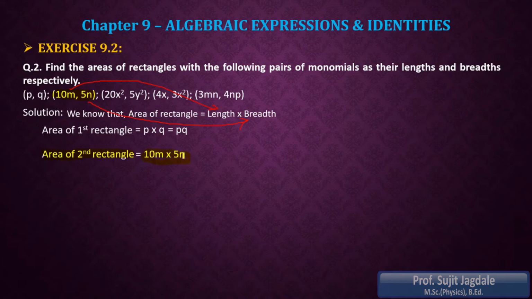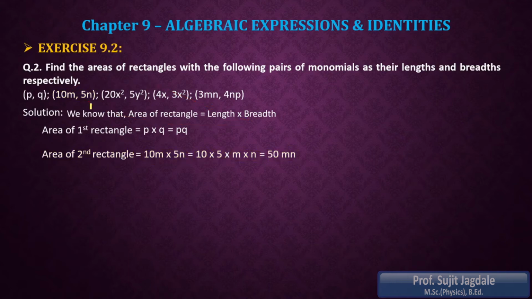What I had just told you: if there are numericals, then you have to take the product of numericals and then the product of variables. So what am I going to write now? 10 into 5, these are the only two numbers. Next variables, m into n. Take the product of numbers first: 10 fives are 50, and m into n will be mn. Therefore the final answer is 50mn, which is the area of the second rectangle whose length is 10m and breadth is 5n.